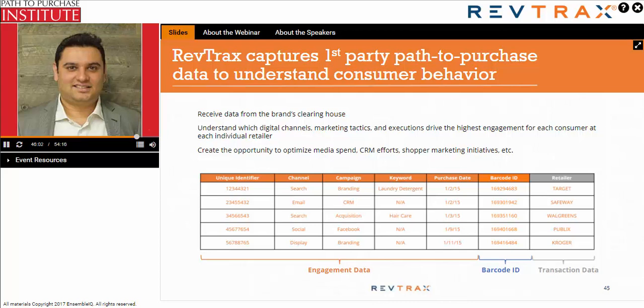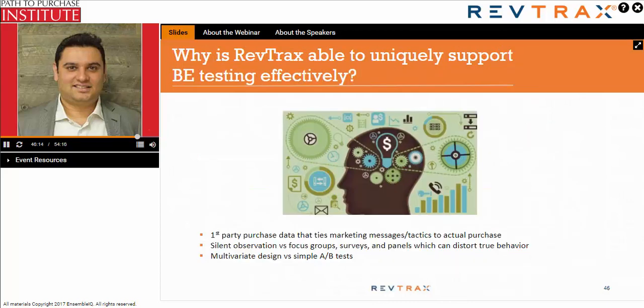So what allows RevTrax to uniquely provide a behavioral economics testing solution? So all those great things that Jura was talking about, why is RevTrax in a unique position to deliver on that? Well, it starts with our platform's ability to capture first-party purchase data through serving up variations of the same offer. We have in-house proprietary offer-serving technology.